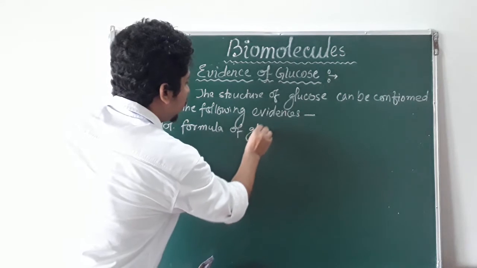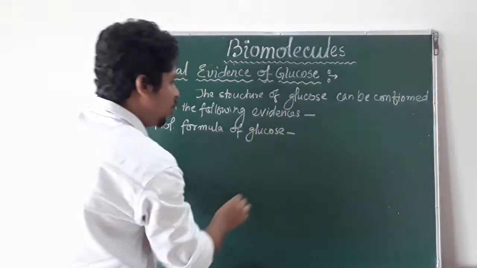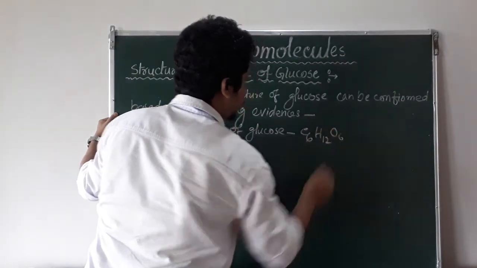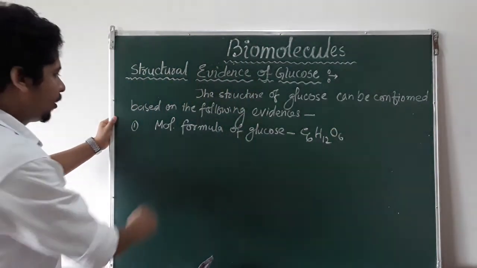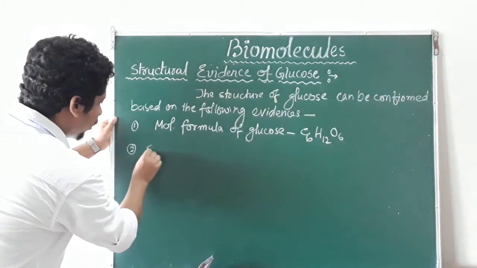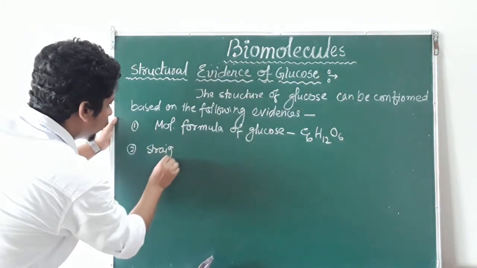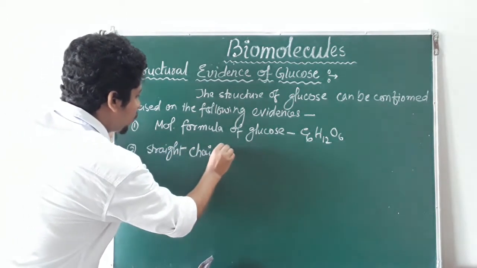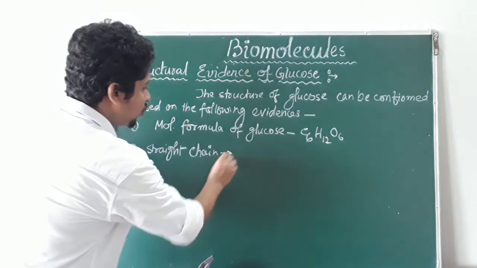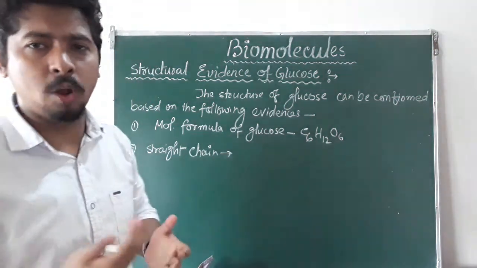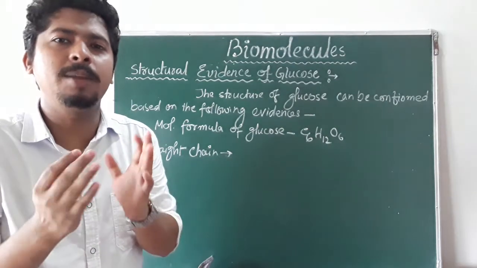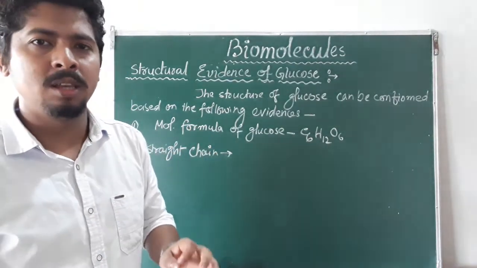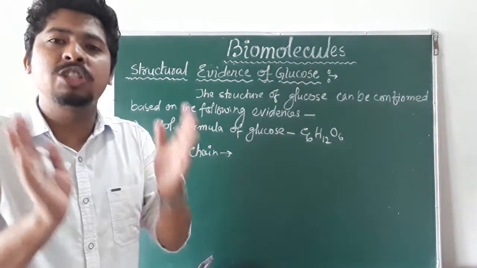So first of all, the molecular formula of glucose, we all know its formula is C6H12O6. Number two, straight chain. In glucose, all these carbon atoms are in the straight chain form. So how can it be confirmed that the carbons of glucose are in the straight chain form? With the help of various tests we can confirm it.